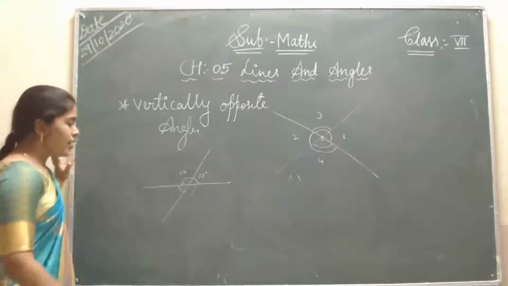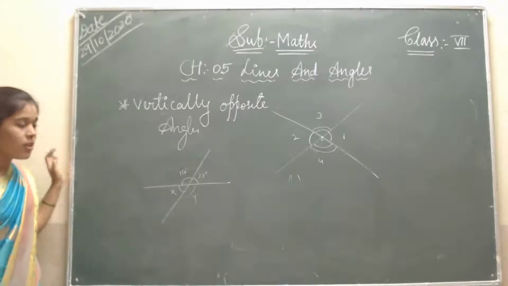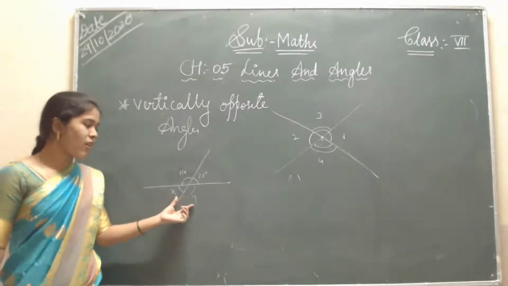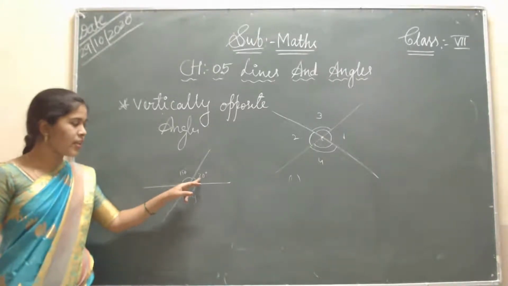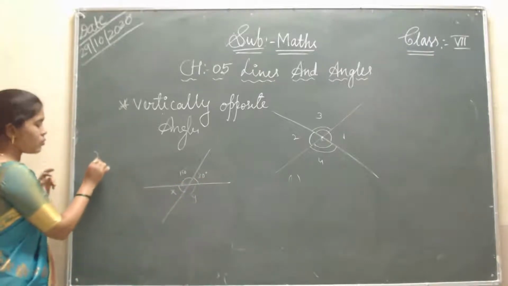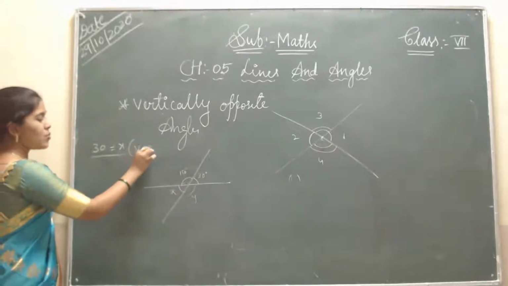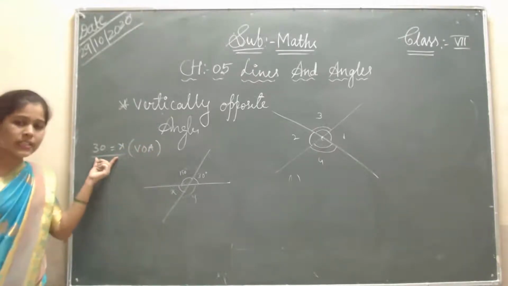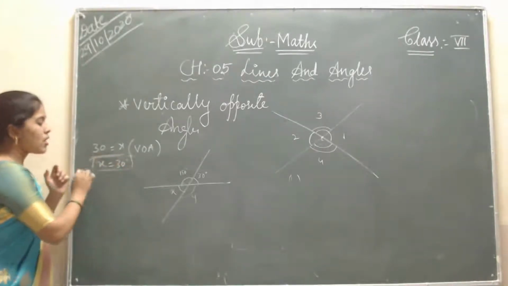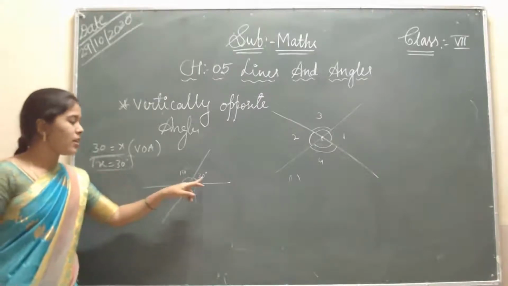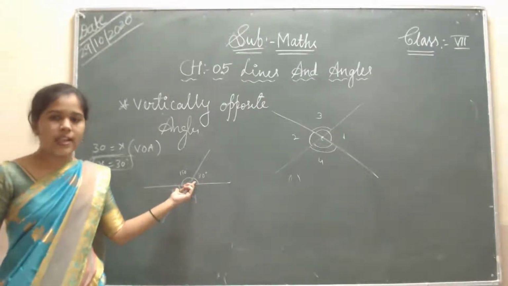So here in this they have not given two angles, x and y. Okay, they have not given the values of x and y. What should we take as the value of x here? Yes, that is 30 degrees, because 30 is equal to x, as these two are vertically opposite angles. So the value of x is 30 because they are the same.